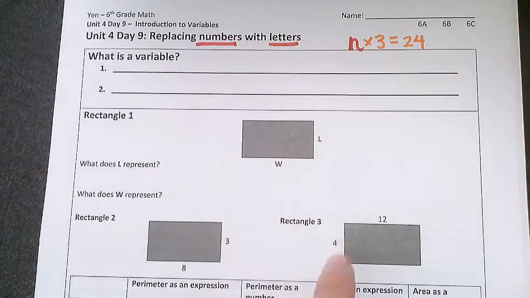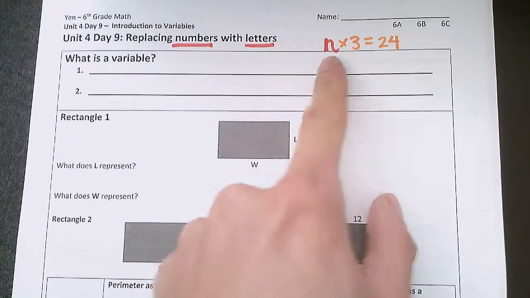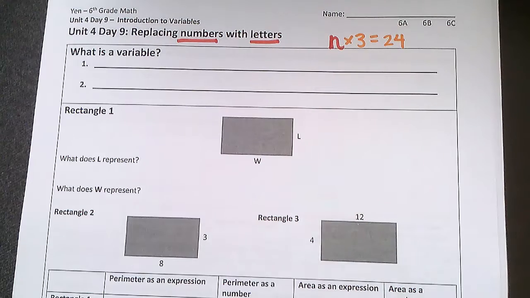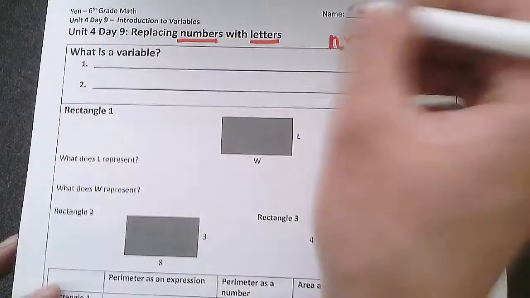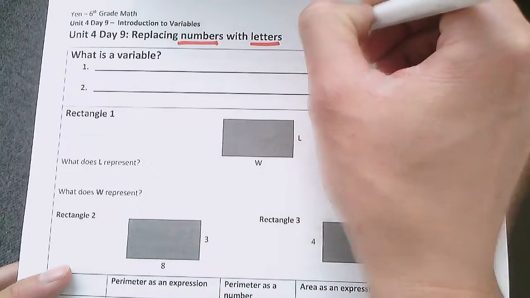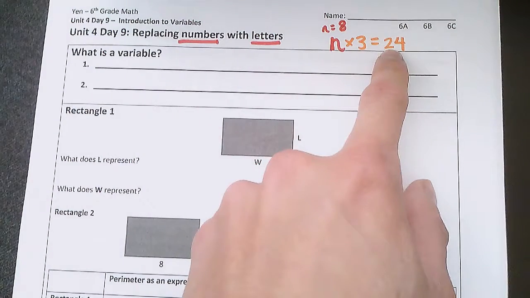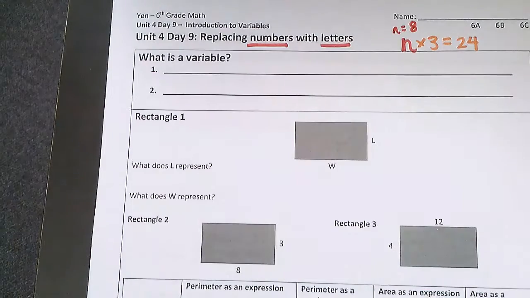From your Do Now, we worked with problems like this, where it gave you a variable like n, and it said n times 3 equals 24. And then you had to think to yourself, what number times 3 is equal to 24? And then you were able to figure out, well, in this case, n is equal to 8 because 8 times 3 is equal to 24. N is our variable. So what is a variable?